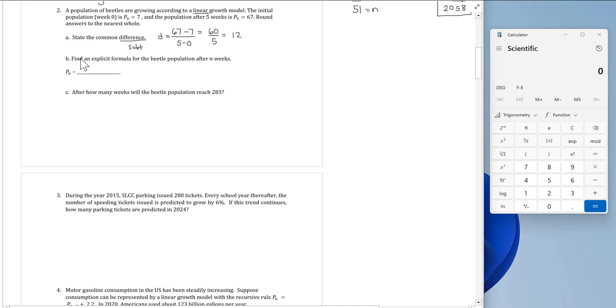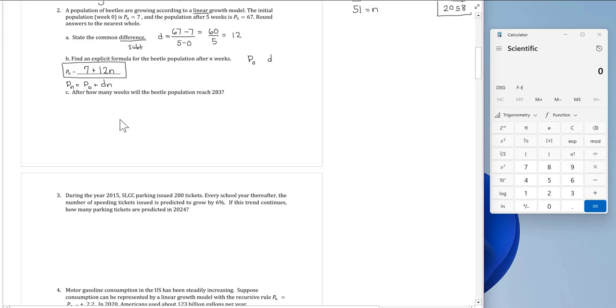Once I know that, I can find the explicit formula. If you remember, the explicit formula requires me to know p sub 0 as well as d or r. So looking in the back of my sheet, I have p sub n equals p sub 0 plus d times n for the explicit linear model, but I'm going to replace p sub 0 with my starting amount, which is 7, plus d, which I found to be 12, times n.